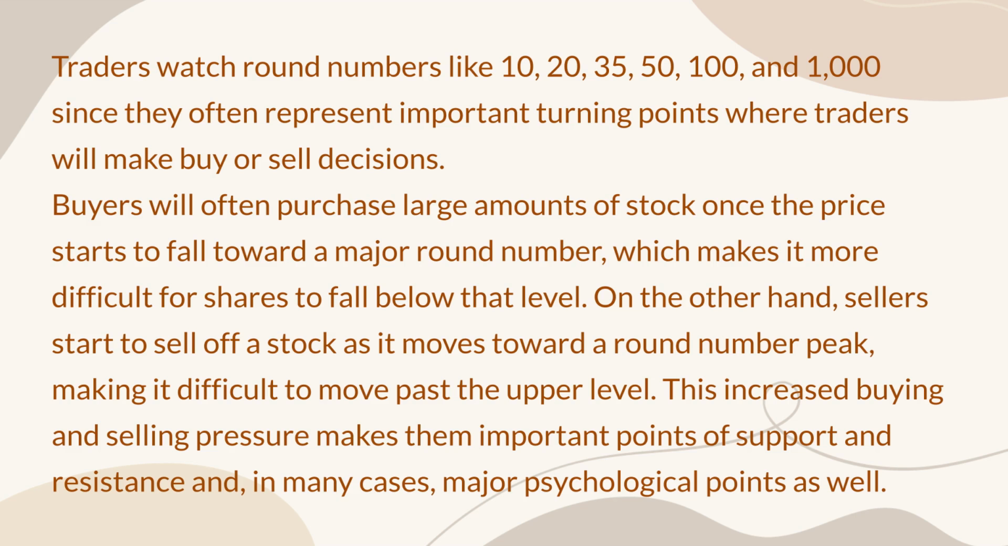On the other hand, sellers start to sell off a stock as it moves toward a round number peak, making it difficult to move past the upper level. This increased buying and selling pressure makes them important points of support and resistance, and, in many cases, major psychological points as well.